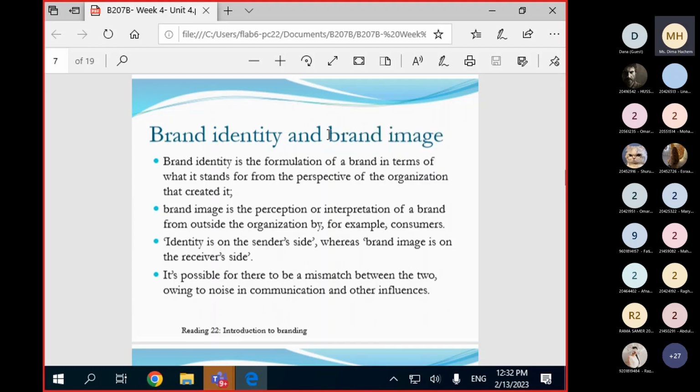So if these two are equal or almost equal, it means that the company was successful in promoting the brand. But if what we see as consumers, the brand image, is different from what the company wanted us to see, then this is an unsuccessful brand. It could lead to confusion in us understanding the brand.